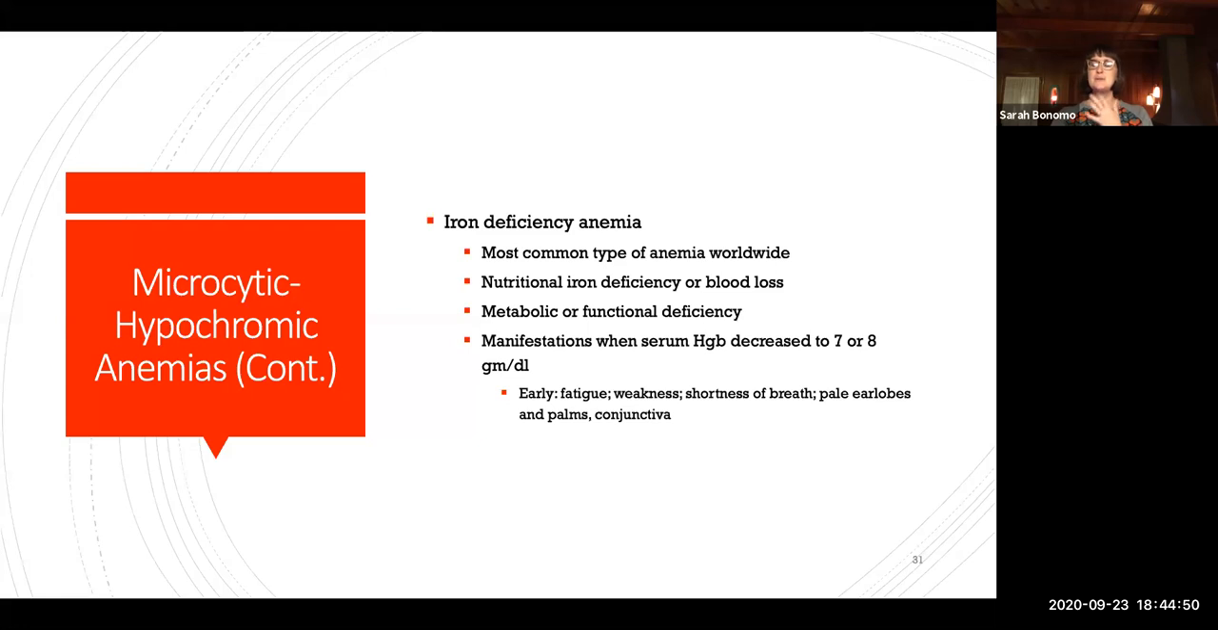Pale, typically all over, but sometimes you can see really pale earlobes and palms, and conjunctiva. So that's the tissue inside the eye. When you pull the lids down, you would see a pale conjunctiva. Normally that's like a nice pinkish color. With iron deficiency anemia, it'll be really pale.